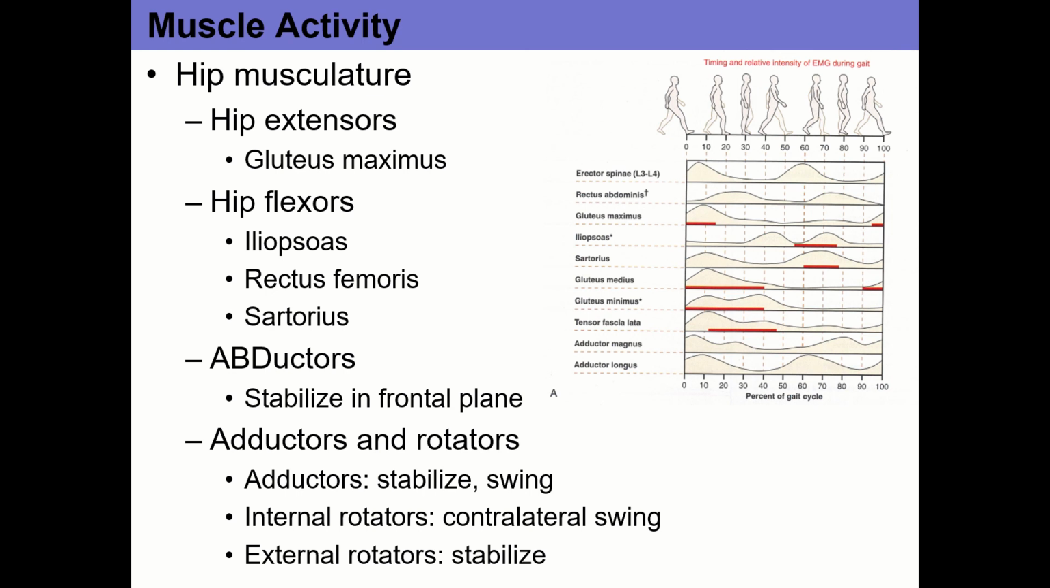The internal rotators, so particularly glute medius, the anterior fibers of it, are going to be active in internally rotating the hip a little bit on the weight-bearing side to help facilitate that swing on the non-weight bearing side. And again, the external rotators, just like the adductors, are going to be really active at heel strike, and they're going to prevent that internal rotation or the tendency to rotate internally whenever the heel hits the ground.